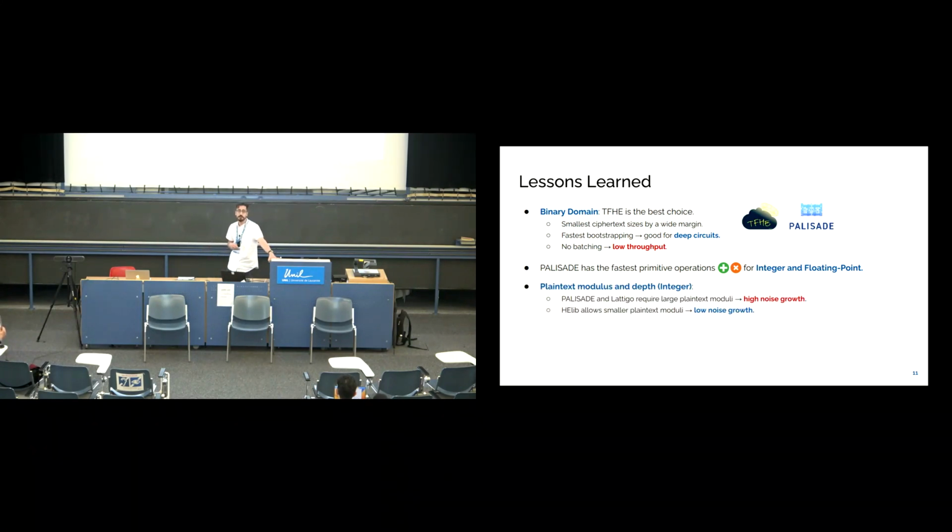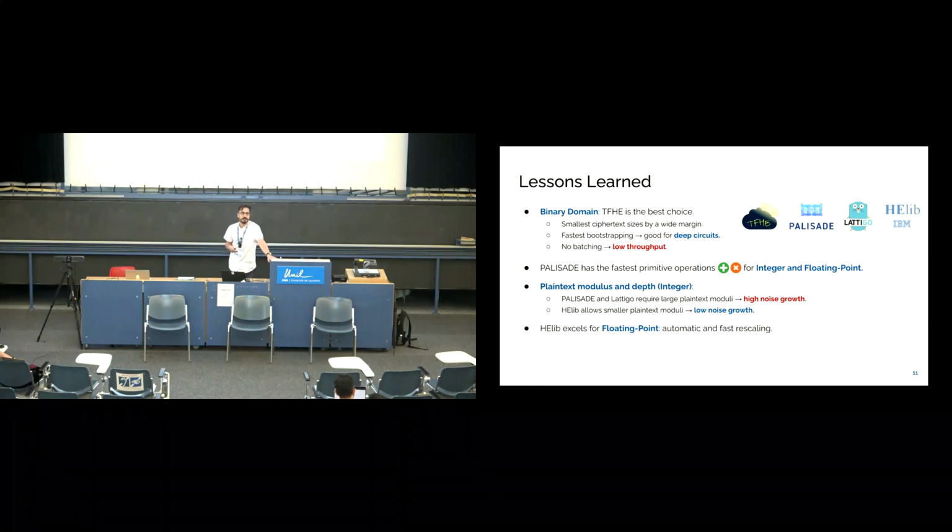Next, some libraries give you very much freedom with the parameters, whereas other libraries restrict you. And this directly affects how the noise grows and also how fast the execution is. Lastly, we observe that HELIB is very fast for floating point, and this is mostly attributed to the fact that it has automatic and very fast rescaling operations.